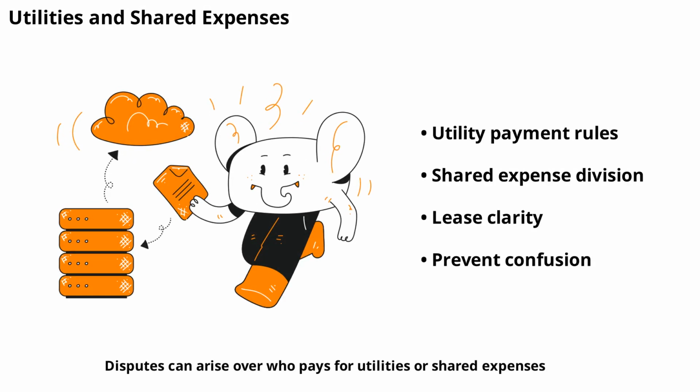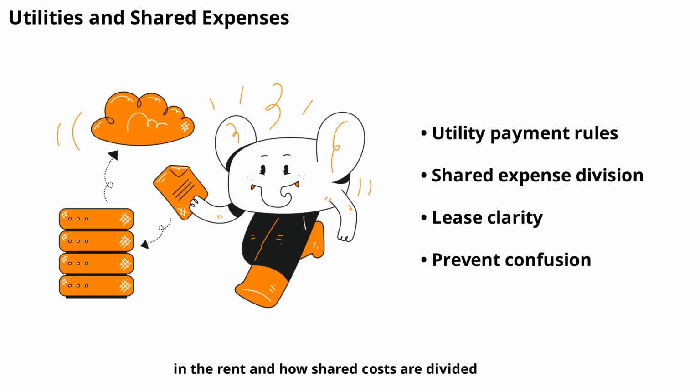Disputes can arise over who pays for utilities or shared expenses. The lease should specify which utilities are included in the rent and how shared costs are divided. Clear agreements prevent confusion and ensure everyone knows their responsibilities.